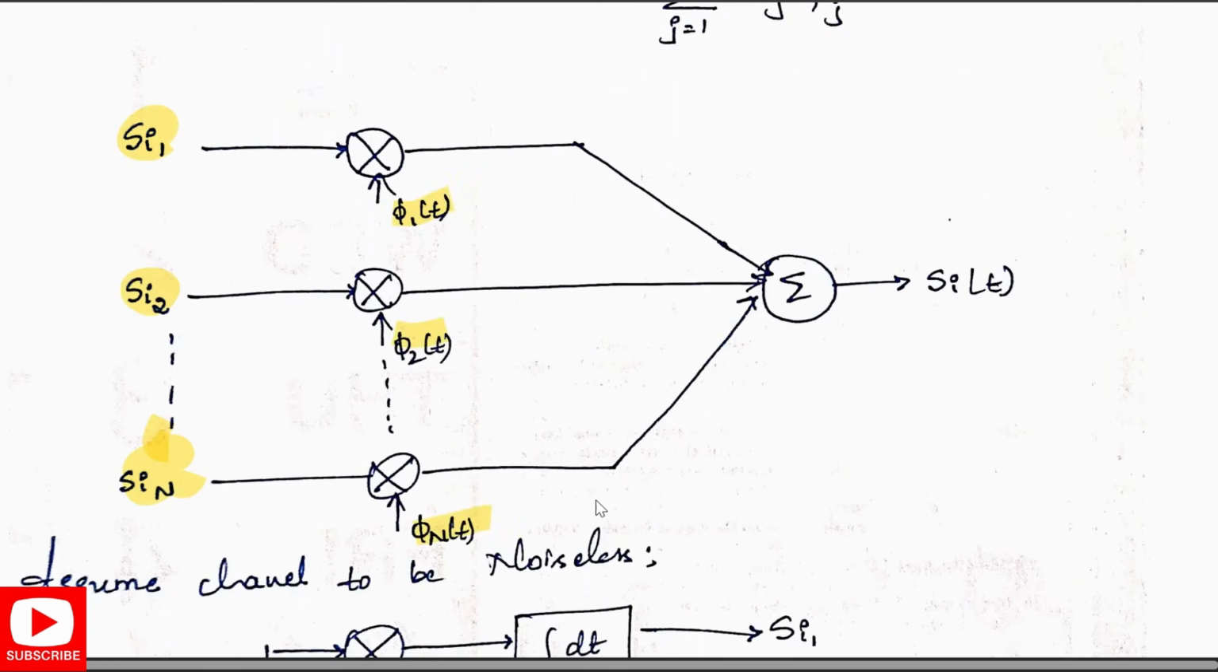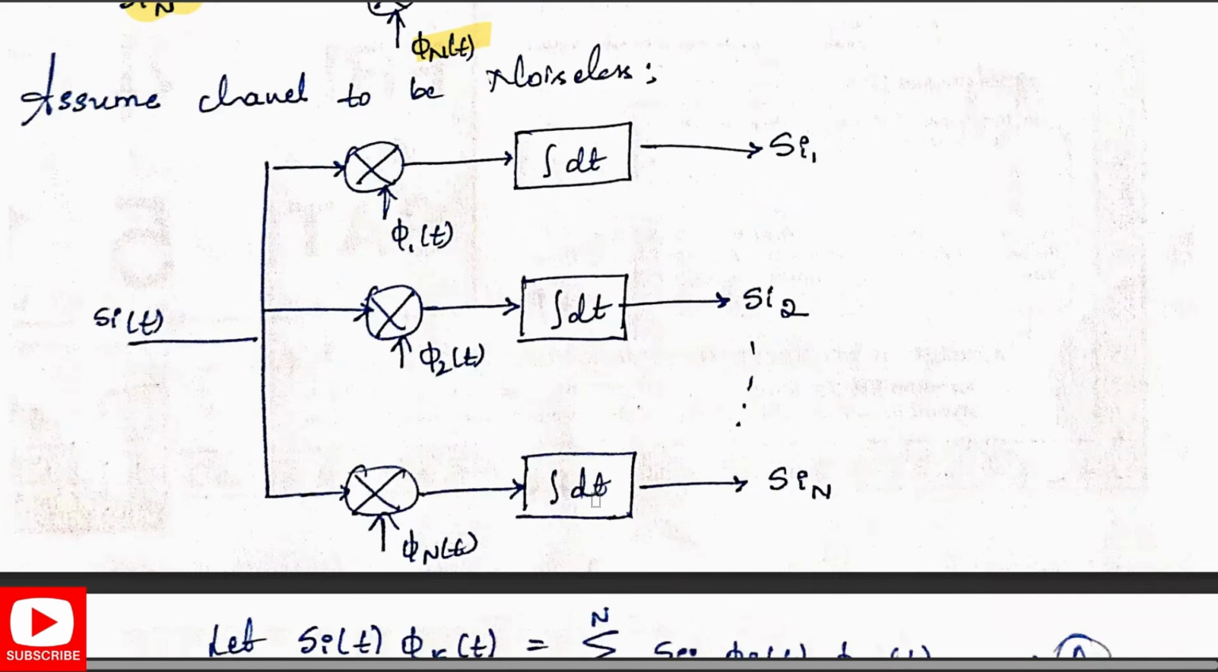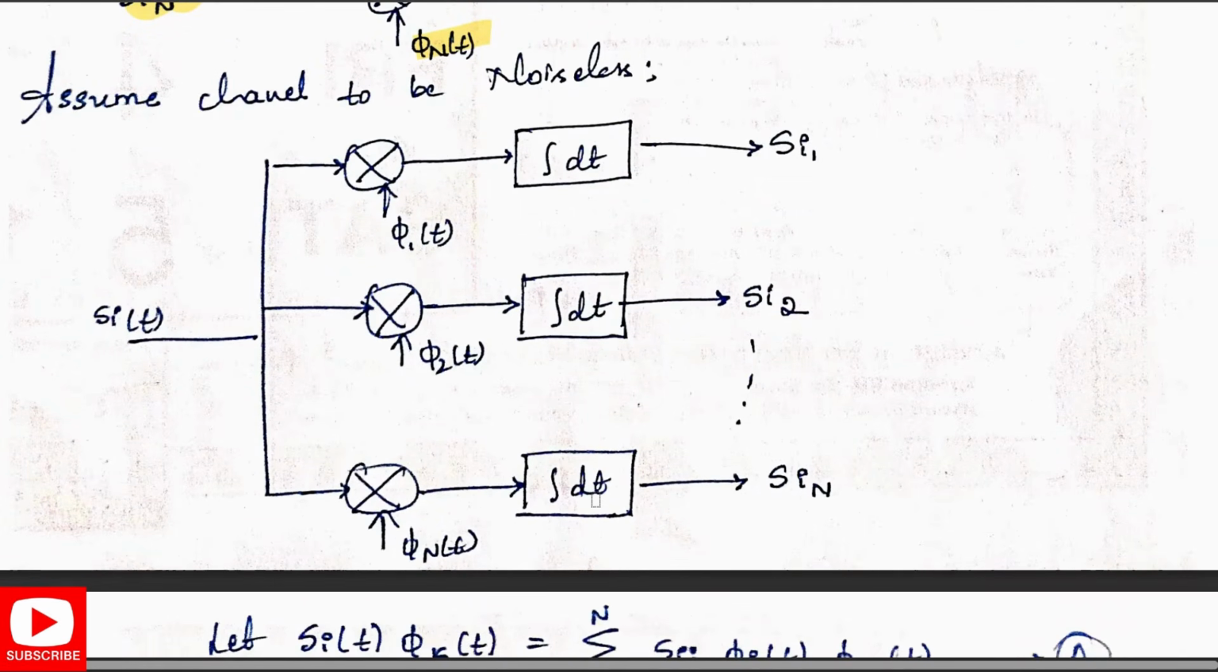And finally that gets added and we get our Si(t). So assume a noiseless channel. If it is a noiseless channel, then Si(t) is given as input along with phi 1, phi 2, and phi n. Finally, that is integrated in an integrator, and we get separate Si1, Si2, like that Sin.